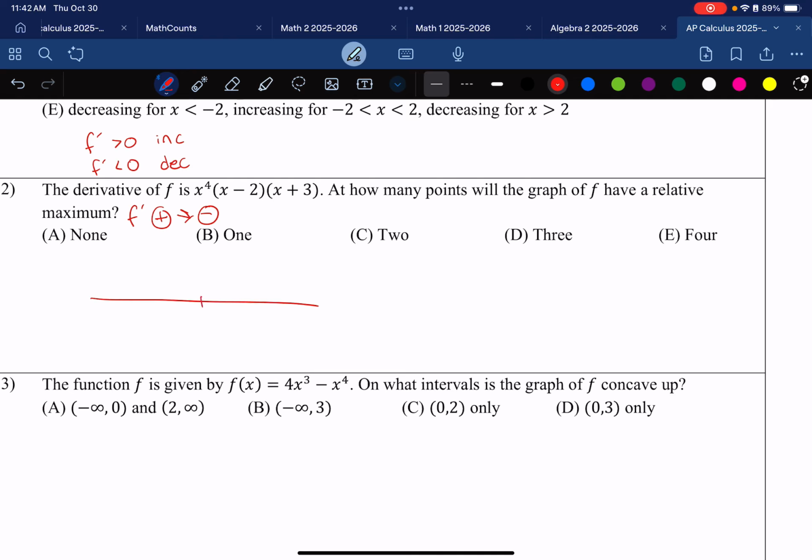So on that sign chart, we will have a 0 from this x to the power of 4 is equal to 0, and therefore x is equal to 0. You'll have x is equal to a positive 2, and x is equal to a negative 3.